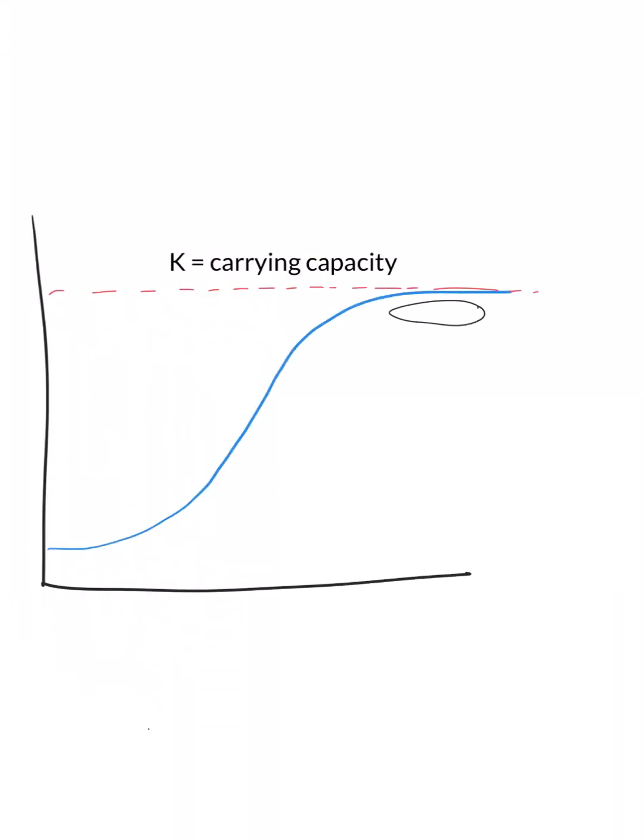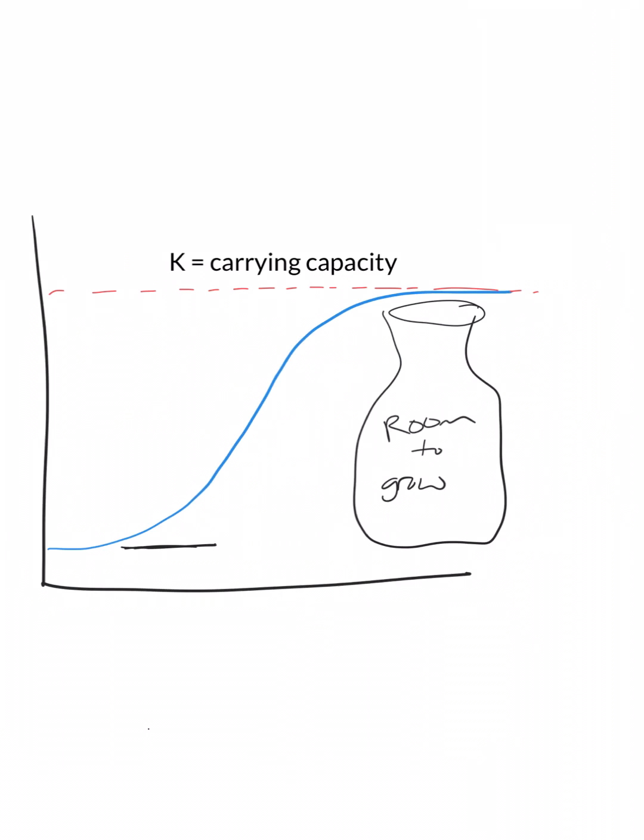If this whole area up to the carrying capacity is the capacity of our jar, then we can call this sort of our room to grow. So that's how much room we have to grow. And so you can see here, down here at the very bottom, how much room do we have to grow? Well, we have the full 100%. And so we're going to be growing at 100% of our rate.